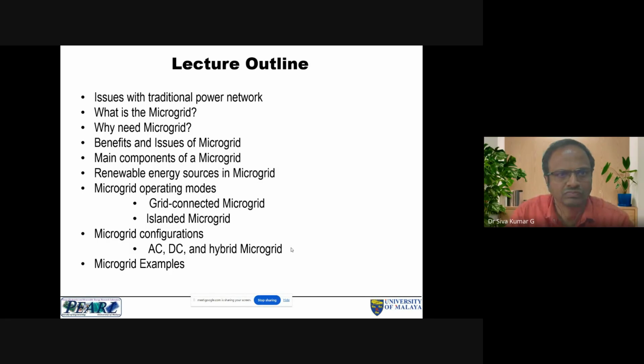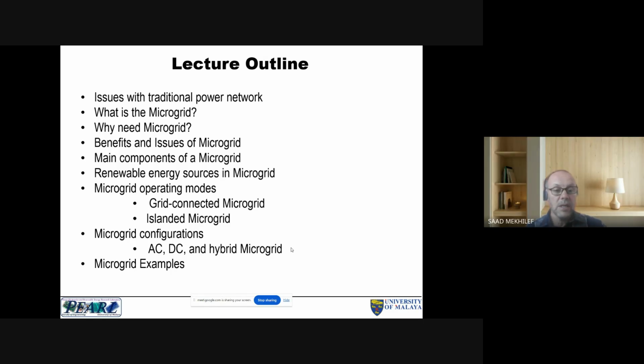And why do we need a microgrid? This is also the need, so it is very important to know why we need this microgrid. Then we look into the benefits of the microgrid, and the main components, because microgrids vary across different types. They have different configurations and different components.